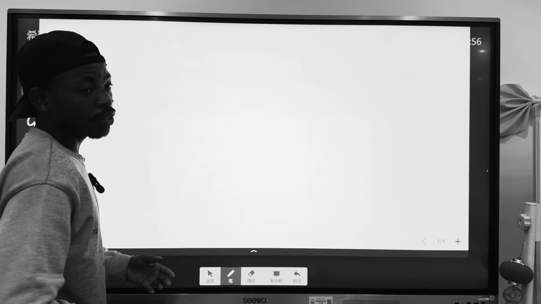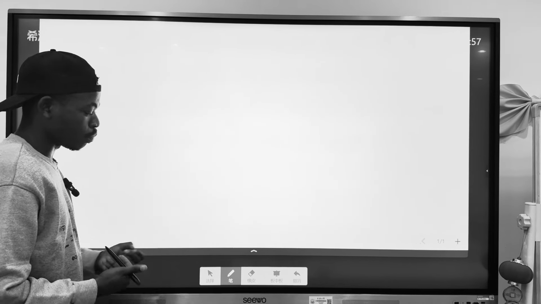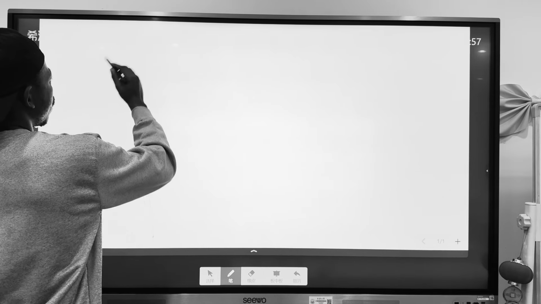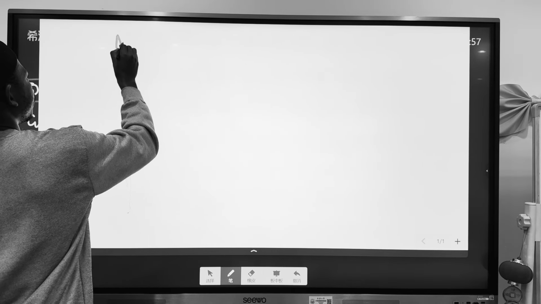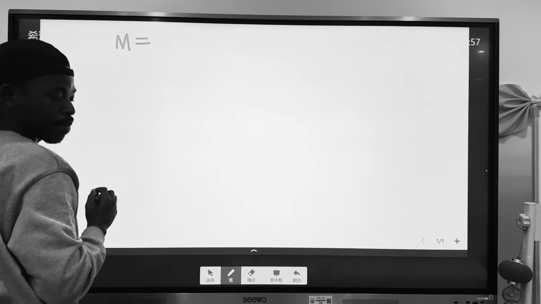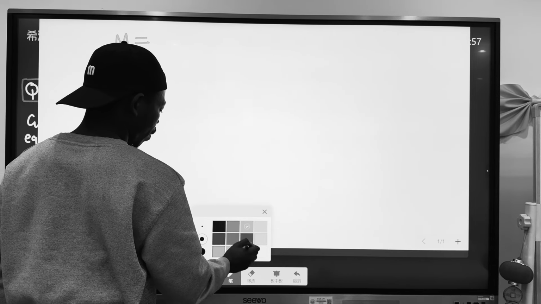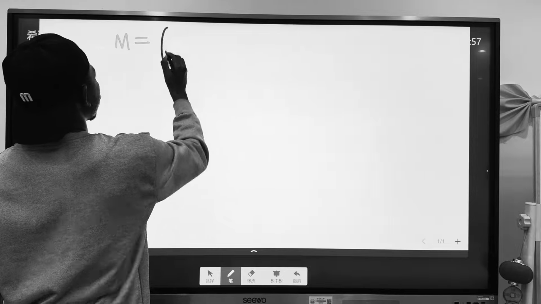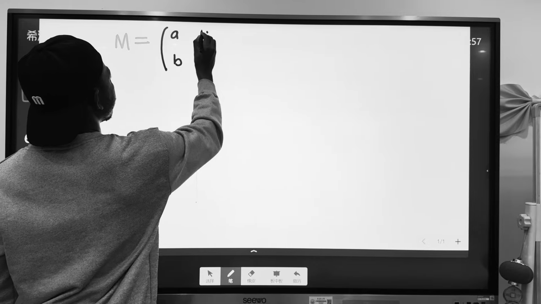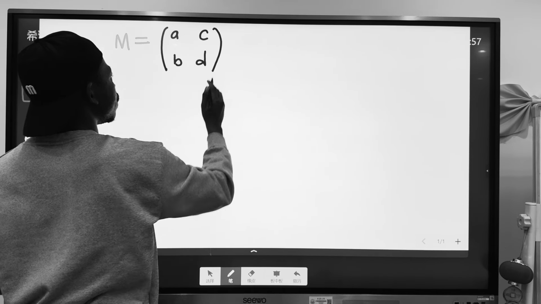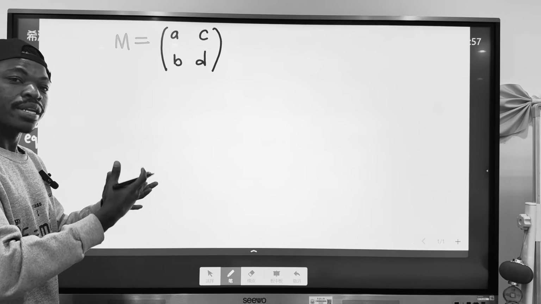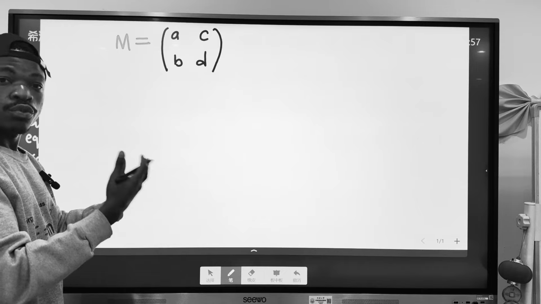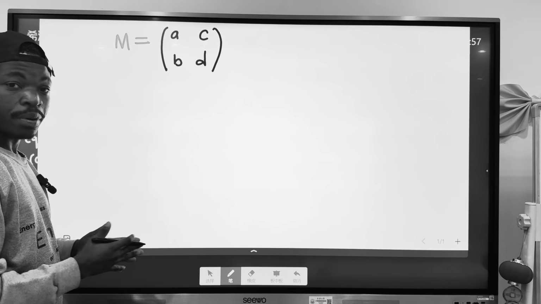Okay, so every time we want to find the determinant of a 2 by 2 matrix, it is super easy. Let's suppose we have a matrix M, and this matrix M has these elements. So we have A, B, C, and D. So how do we find the determinant of a 2 by 2 matrix? It is super easy.